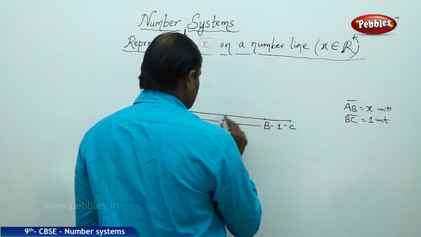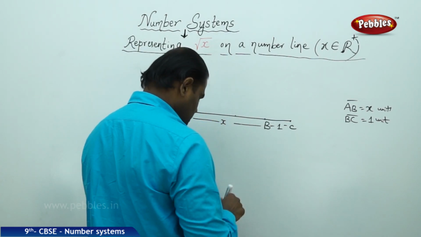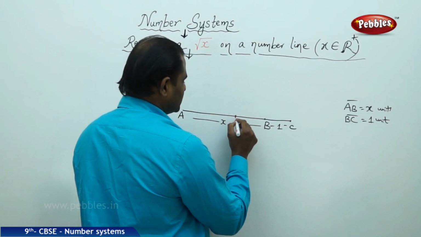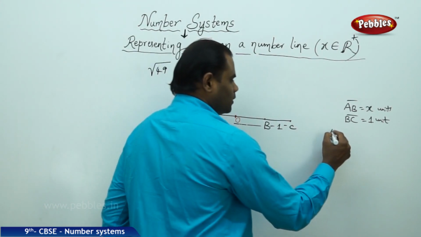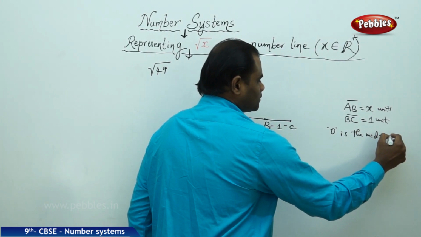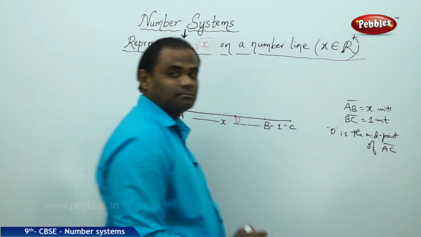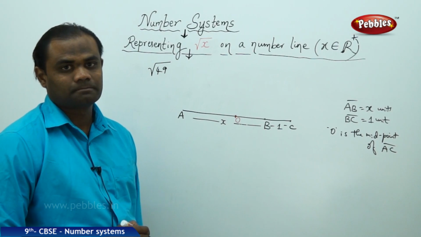Now let me say the midpoint of AC is at O. So O is the midpoint of the line segment AC, through which AO is equal to OC.